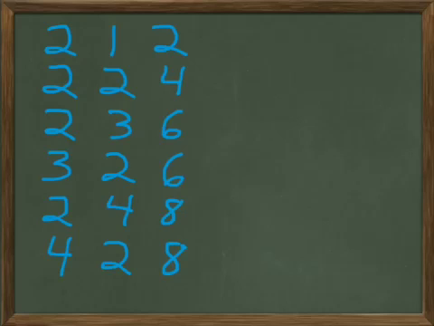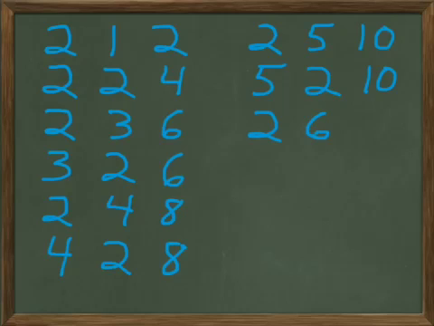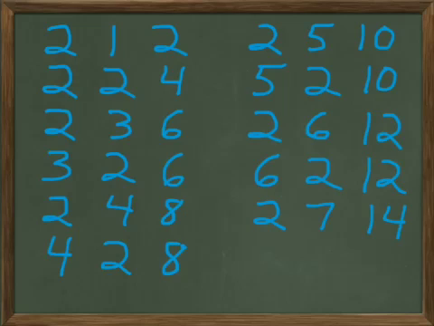2 times 5 are 10. And then that means 5 times 2. What do you think that is? 5 times 2 is also 10. Imagine that. How about 2 times 6? Let's do that next. 2 times 6, that would be 12. 6 times 2 are also 12. 2 times 7, let's do that next. 2 times 7 are 14. And 7 times 2 are 14.